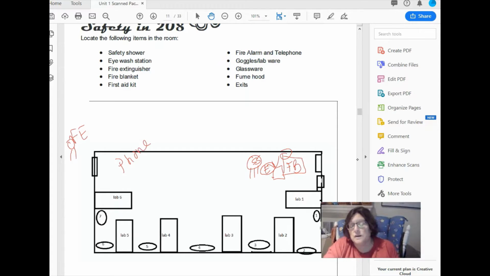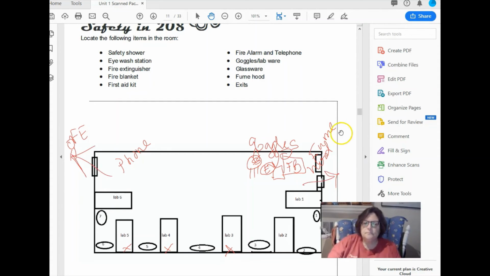I'm at home, so I can't tell you where the fire alarm is right off the top of my head, but you can figure it out. Goggles are up here to the right of the whiteboards. Glassware. We have glassware above Lab 5, Lab 4 for the most part, some in Lab 3. The fume hood is right here. And of course, the exits.